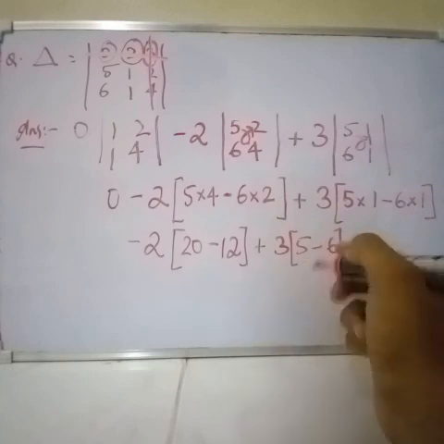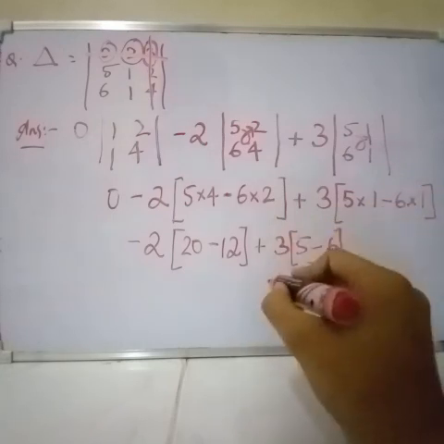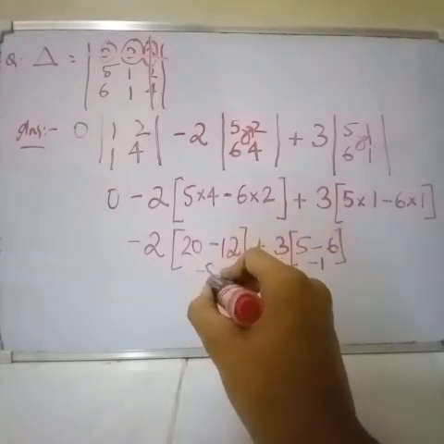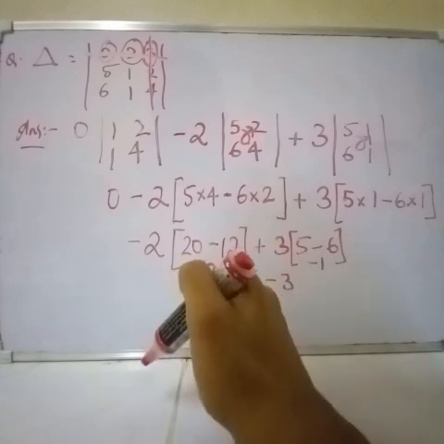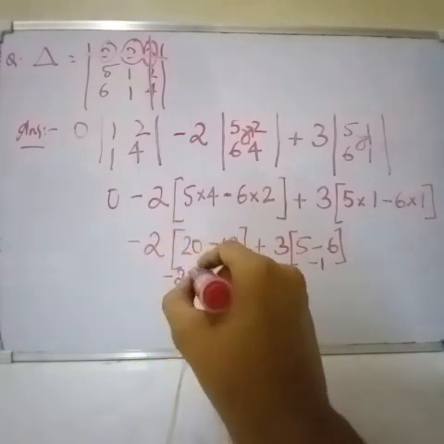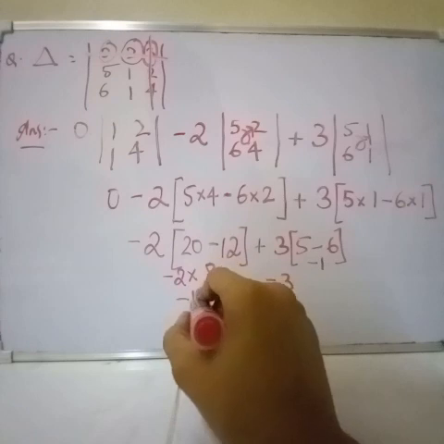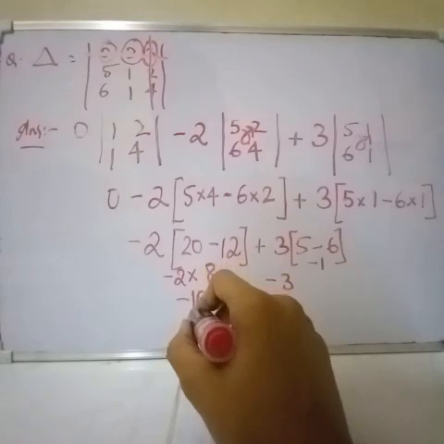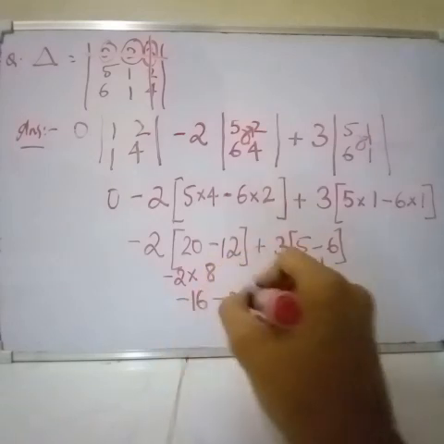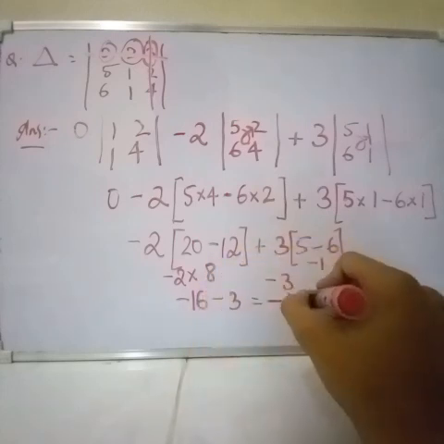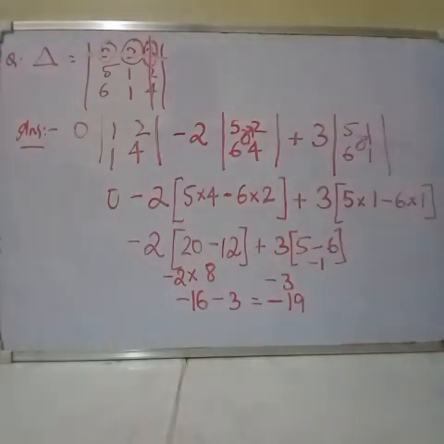Then 5 minus 6 is minus 1. So 3 into minus 1 would be minus 3. 20 minus 12 is minus 8. Sorry, plus 8, right? So 20 minus 12 is plus 8, and minus 2 into plus 8 would be minus 16. Then here we are having a minus 3 also. So minus 16 minus 3, you just add the numbers and put the negative sign before. 16 plus 3 would be 19. Both are negative, so it would be minus 19. So this is the required determinant of this matrix.